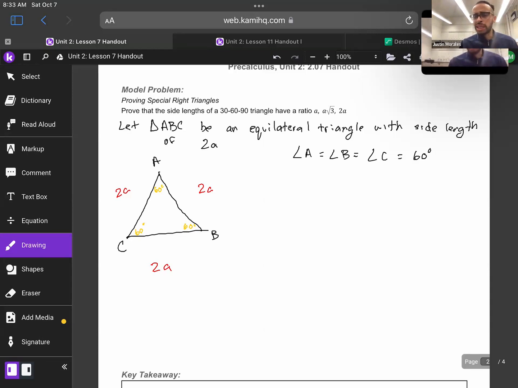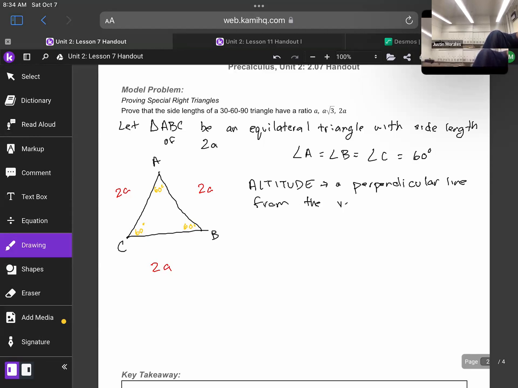But right now, our job isn't to prove an equilateral triangle, but to prove a 30, 60, 90 right triangle. But right now, if you notice, I already have that 60-degree angle. So now the next concept I'm going to introduce is called an altitude. An altitude is a perpendicular line from the vertex to the opposite side. So I'm going to go ahead and draw an altitude.